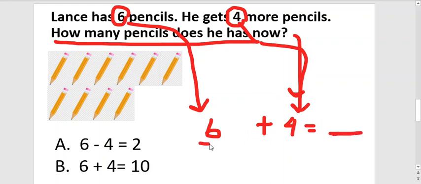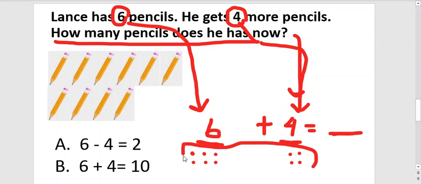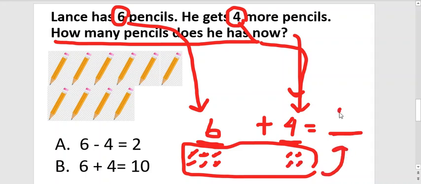Now, I'm going to make little circles to help me find the answer. So right here, I have to make 6. 1, 2, 3, 4, 5, 6. And over here, I have to make 4 because that's number 4. 1, 2, 3, 4. And then I have to count them all together to find my answer or my sum. I have 1, 2, 3, 4, 5, 6, 7, 8, 9, and 10. So my answer is 10. So 6 plus 4 equals 10.